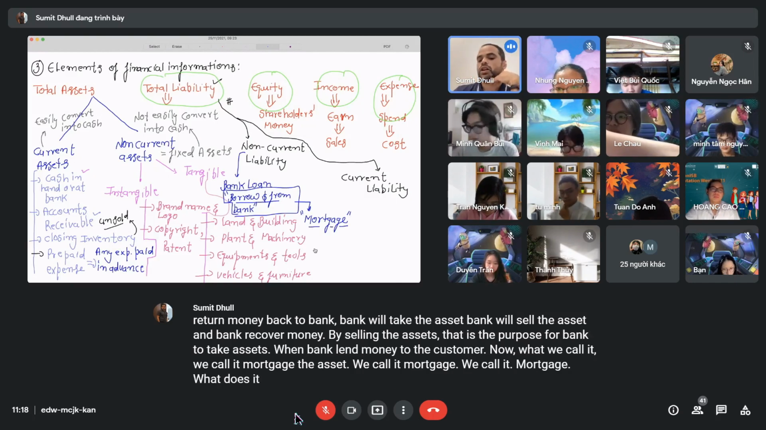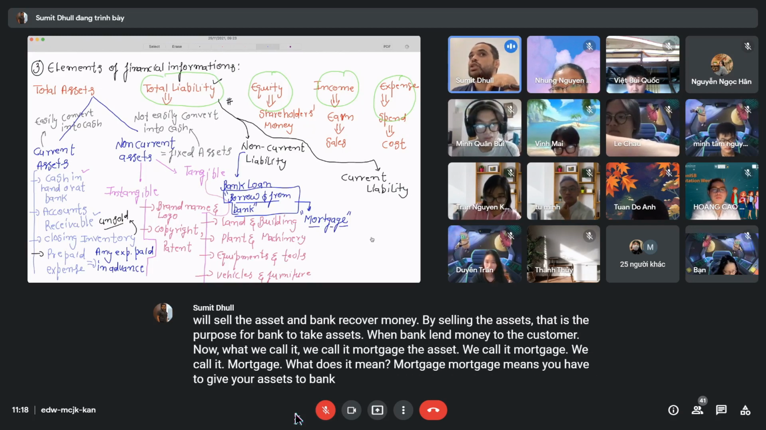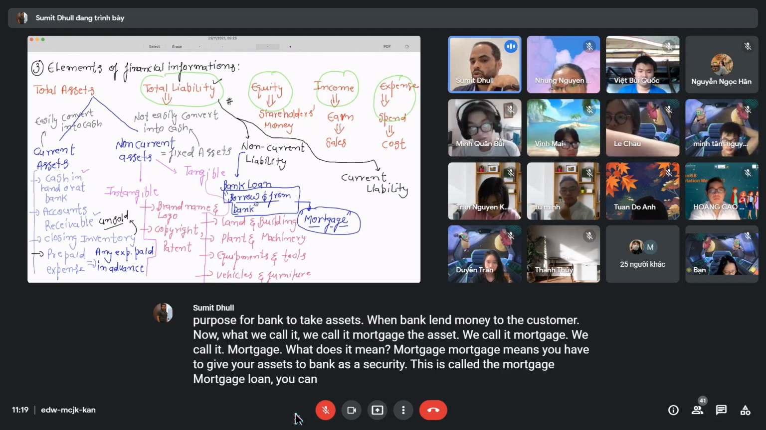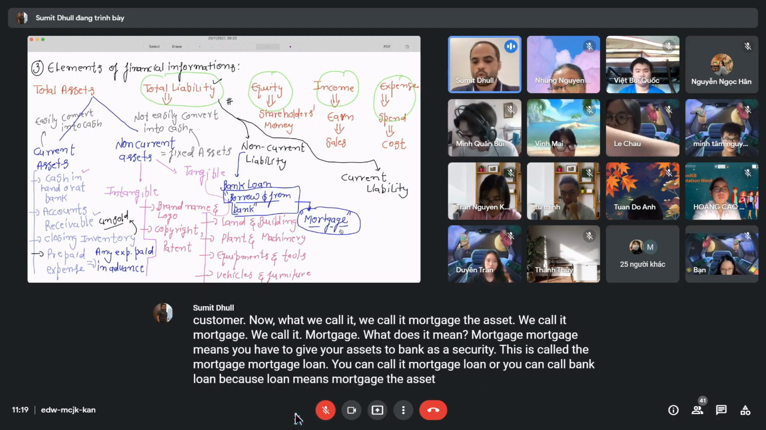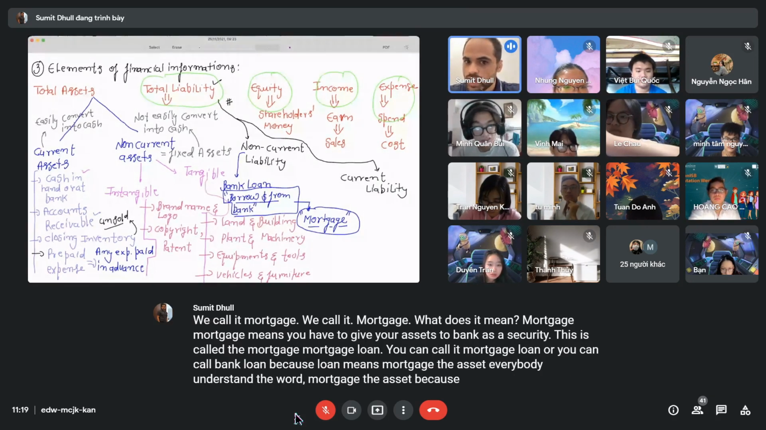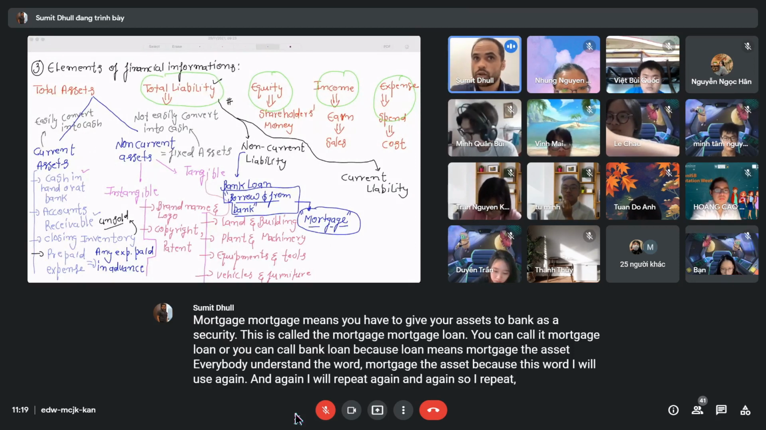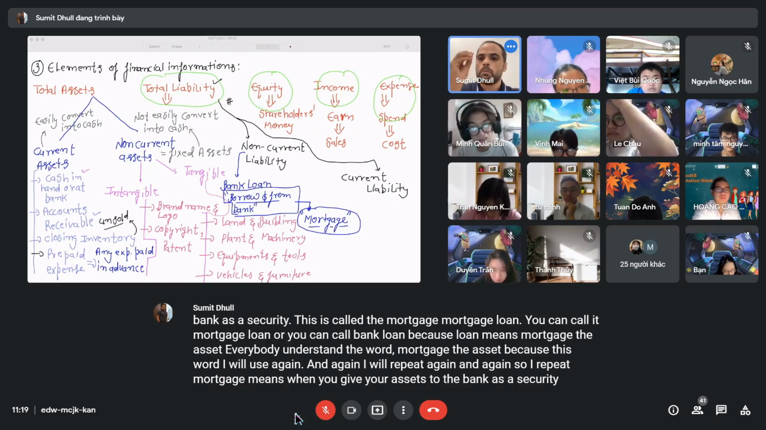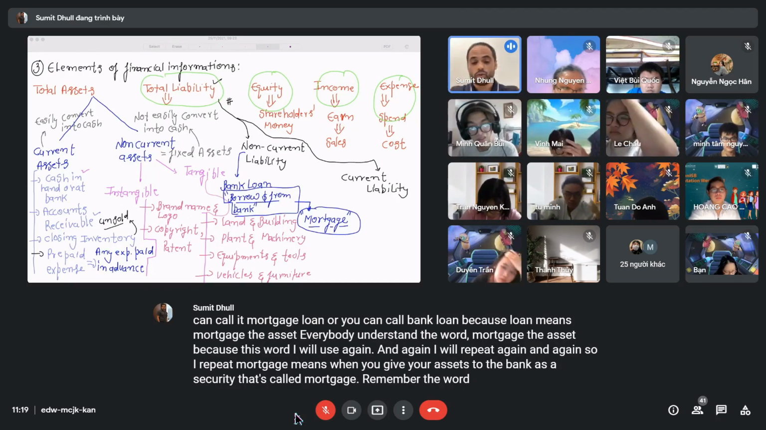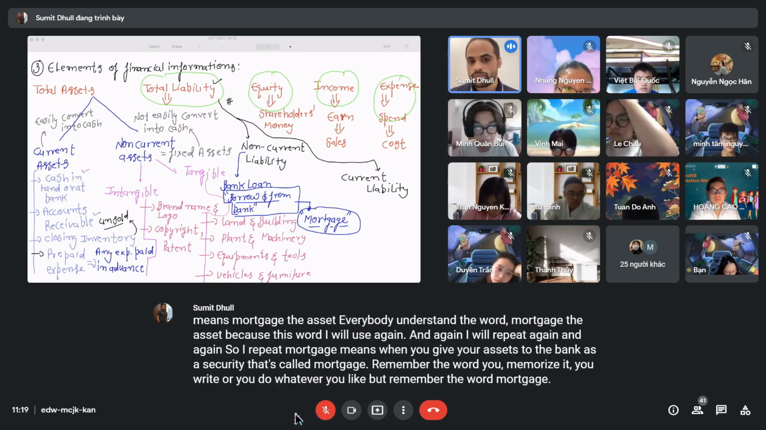What does mortgage mean? Mortgage means you have to give your assets to the bank as a security. This is called the mortgage. You can call it a mortgage loan, or you can call it a bank loan, because loan means mortgage the asset. Everybody understand the word mortgage the asset? Because I will use this word again and again. So I repeat, mortgage means when you give your assets to the bank as a security. Remember the word, memorize it, write it, or do whatever you like, but remember the word mortgage.